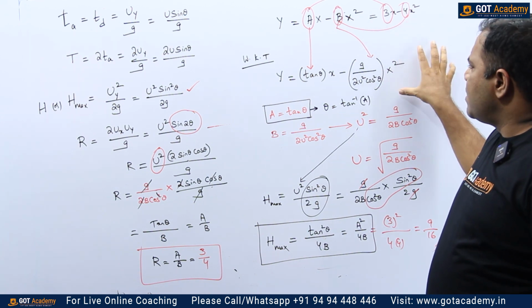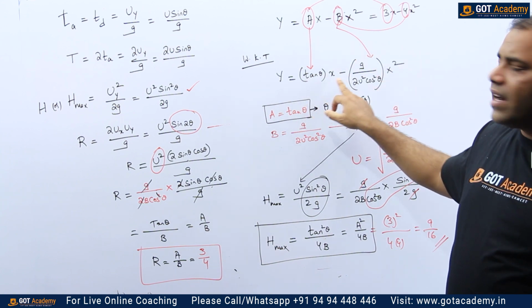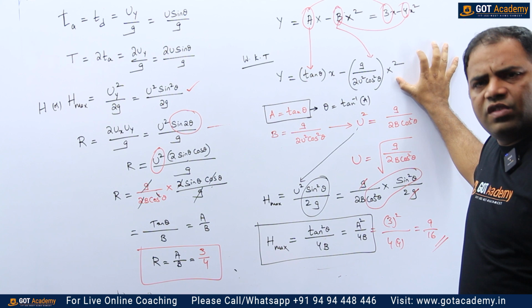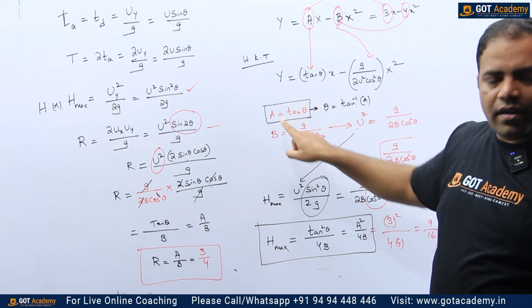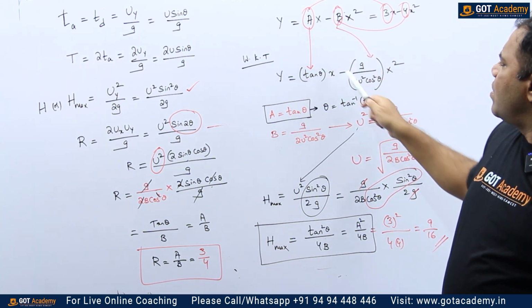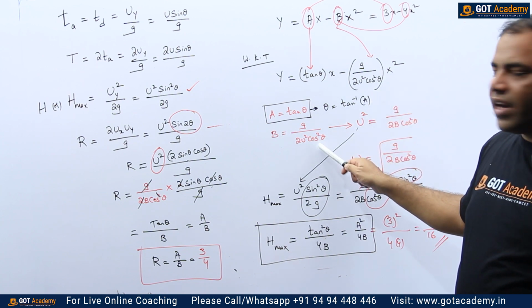Previously, we studied the projectile motion equation, that is y is equal to tan theta into x minus g by 2 u square cos square theta into x square. This was studied earlier. So, from this a is equal to tan theta, that is what I have written here. And b is equal to g by 2 u square cos square theta, that again I have written here.